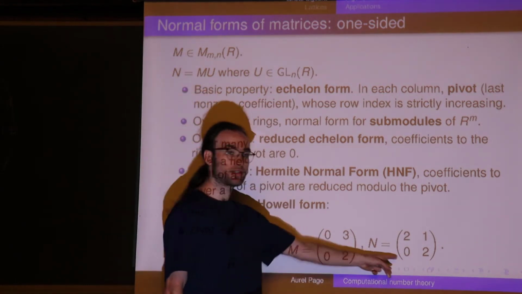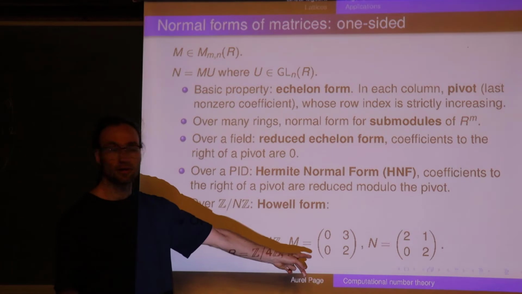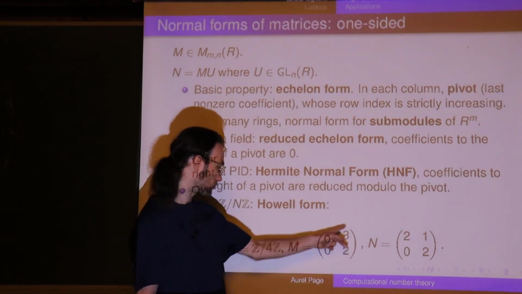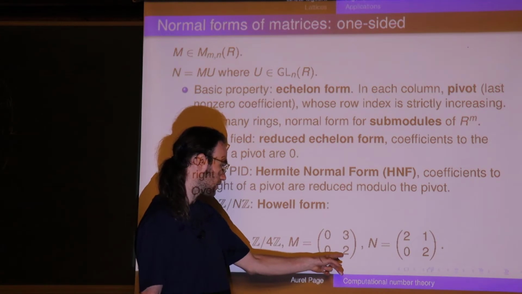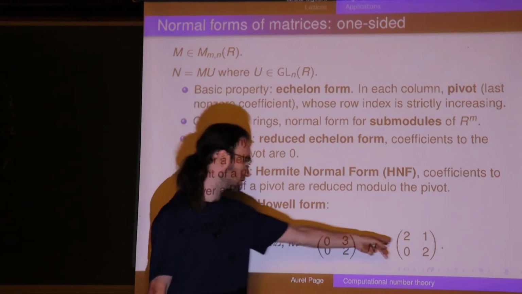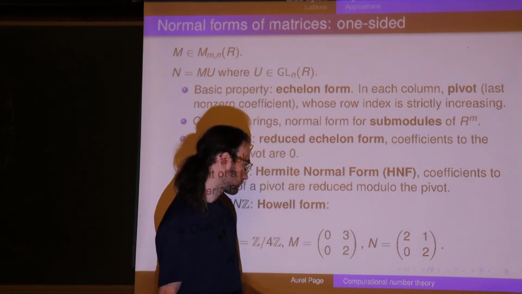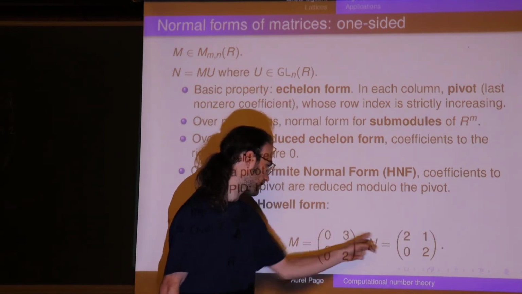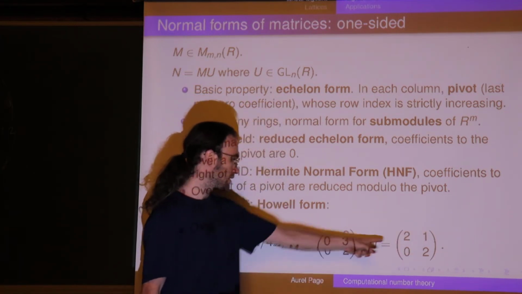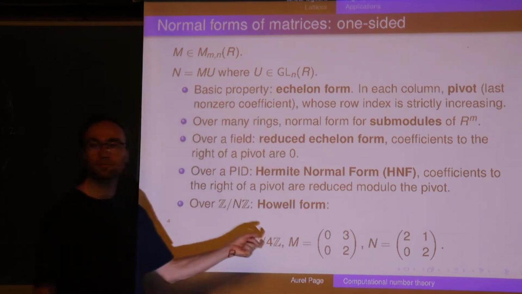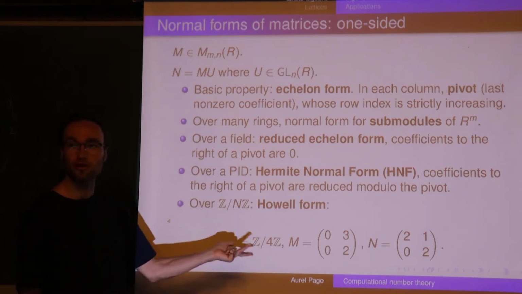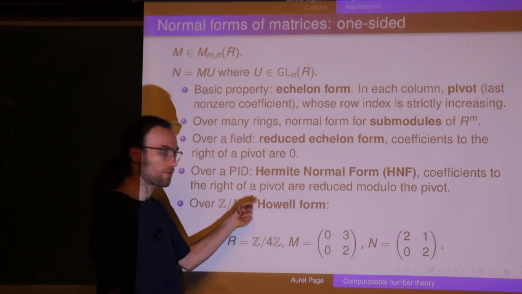But these two matrices generate the same module, because if you simply multiply this column by 2, you get 0 and 6. 6 is just 2, so it's the same as this column. And then, well, you can just subtract this from this and you get this one. So these two generate the same module. So you need an extra condition to actually produce a normal form. And that's called the Howell condition.